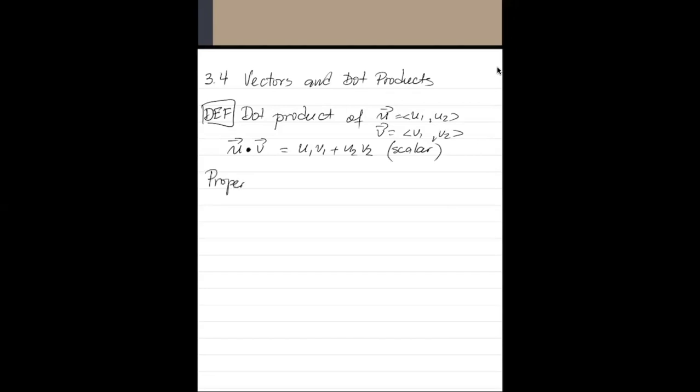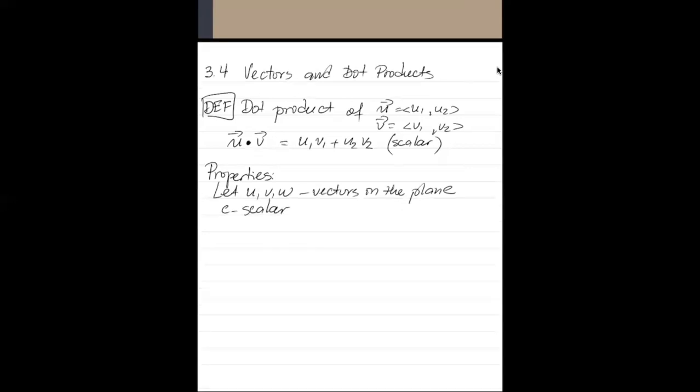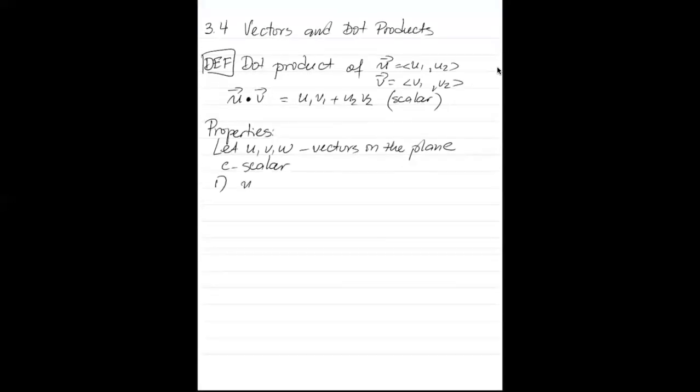Properties. Let u, v, and w be vectors in the plane, and c a scalar or a number. Number one, if I multiply these two vectors, u dot v, it is the same as if I multiply them in this order, v dot u. Number two, if I take the dot product of the zero vector with a vector v, the product will be the number zero.